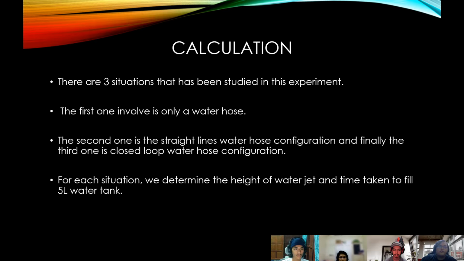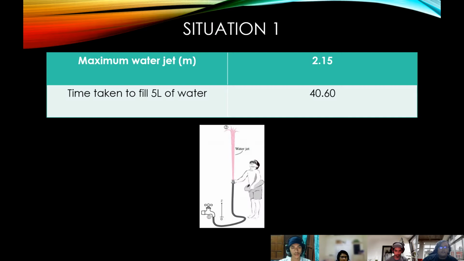Okay, for the calculation, there are 3 situations that have been studied in this experiment. The first one involves only a water hose. The second one is the straight line water hose configuration, and finally, the third one is the closed loop water hose configuration. For each situation, we determine the height of the water jet and the time taken to fill a 5 liter water tank. Okay, that's all for me.